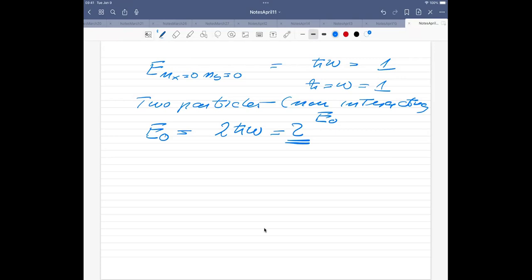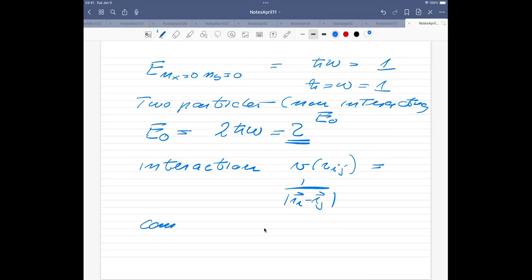If I add the interaction, in our case the interaction for 2 electrons here is going to be the repulsive Coulomb interaction. So V of Rij is simply going to be given, with these units which we have chosen where all the constants are put to 1, by 1 over the norm of Ri minus Rj. Now, this 2 electron case can be solved analytically, even with the interaction.